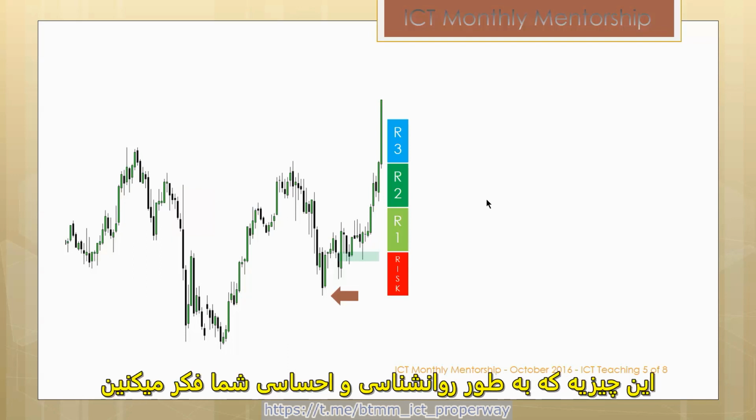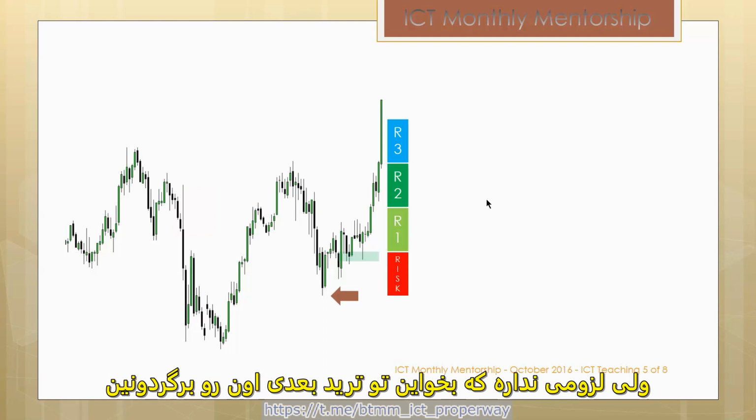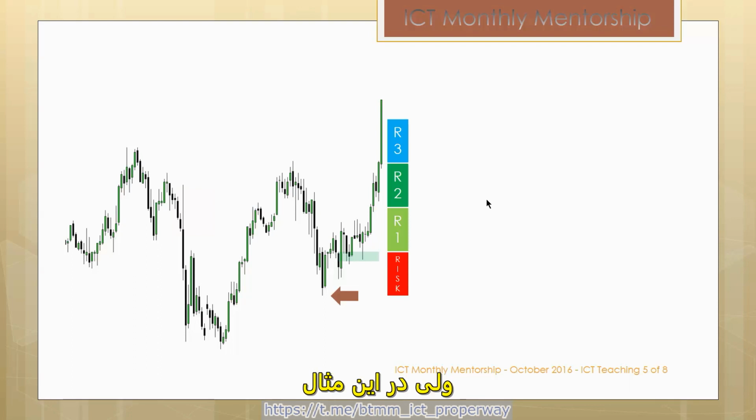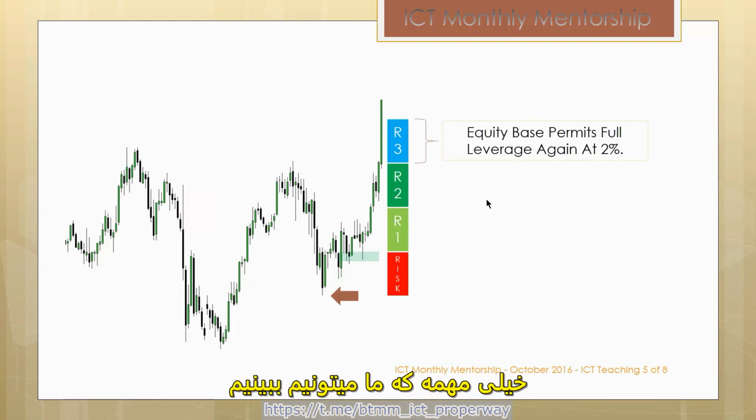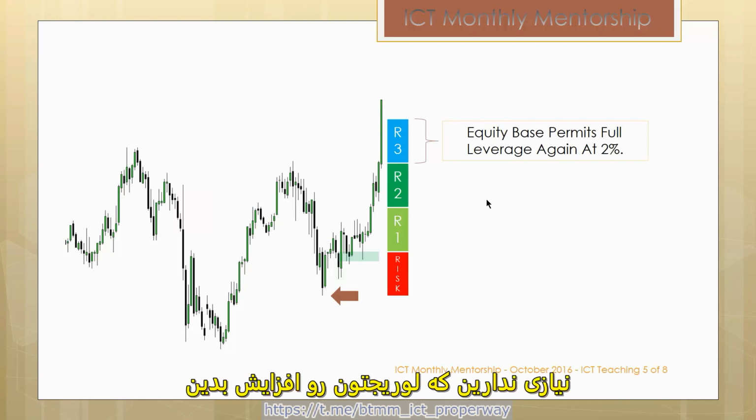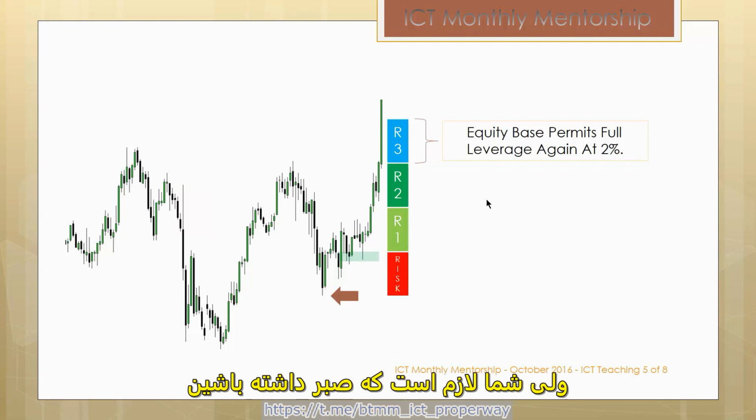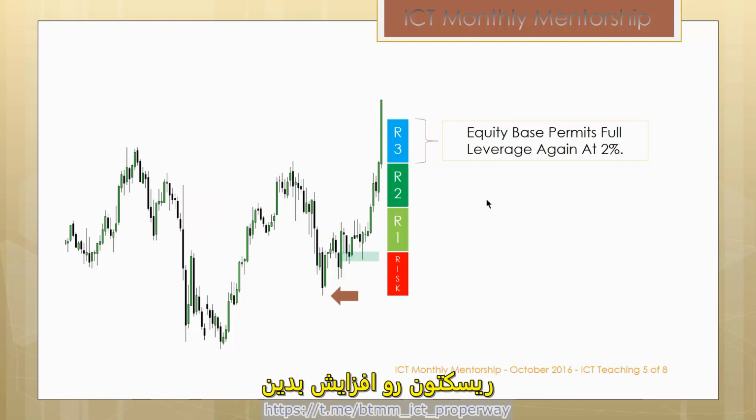But it's not necessary to get it back on the next trade. But in this example, it's very important that we can see that getting to that R3, you can get back your full 2% if that was the case. You don't need to have increased leverage. You don't have to increase your risk, but you do have to have patience to allow that loss to be mitigated. And you don't need to do it by scaling up your risk. You actually do it by scaling back your risk.